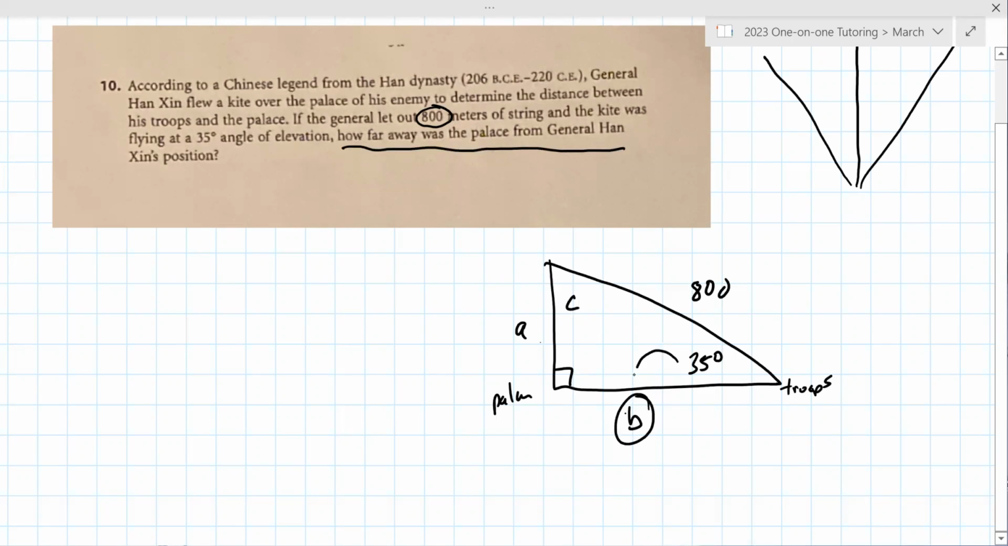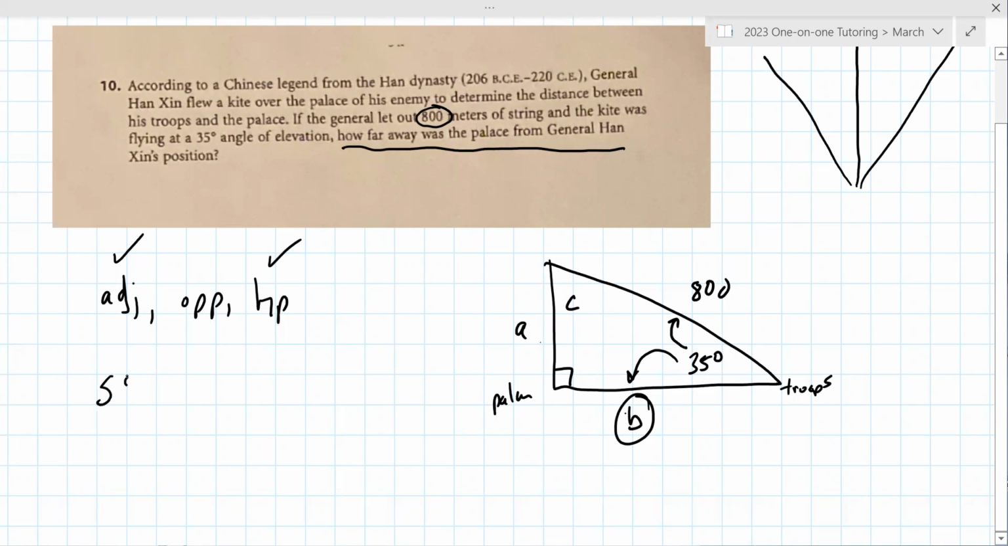Now, relative to the 35, what is B and what is 800? Your choices are adjacent, opposite, and hypotenuse. B is your adjacent. Okay, what about the 800? 800 is the hypotenuse. It's opposite the 90-degree angle.